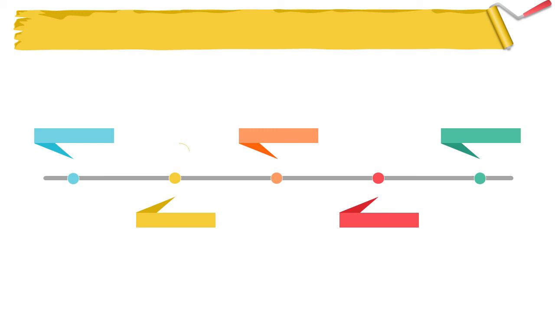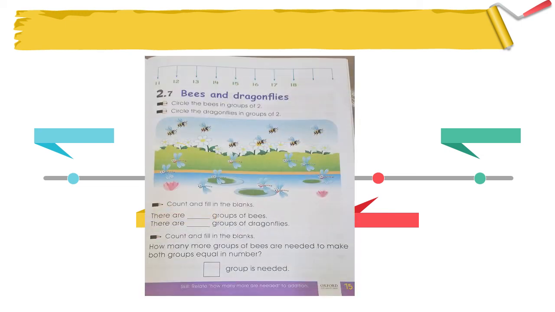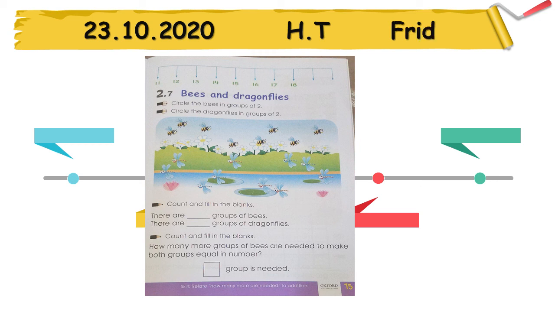Everyone take your C2 maths workbook, open page number 15. You can see on your screen now. This one page we have to do. Yes, before doing this page you have to write your date. And what is the date today? Look at the screen, 23.10.2020, space h.t again space, and the day is Friday. F should be capital in Friday.